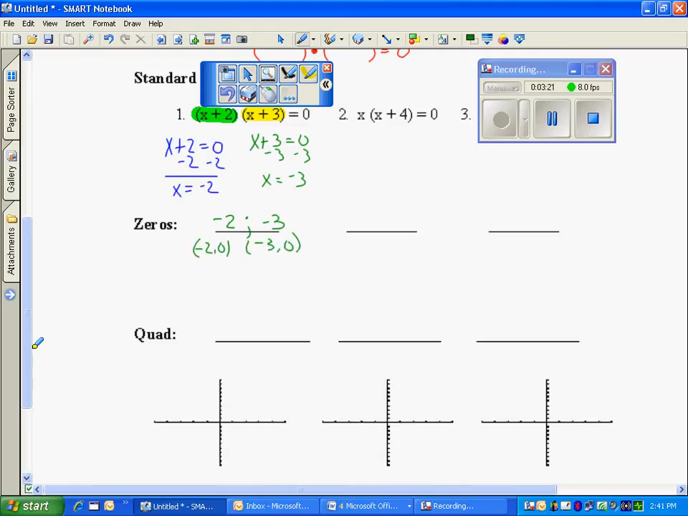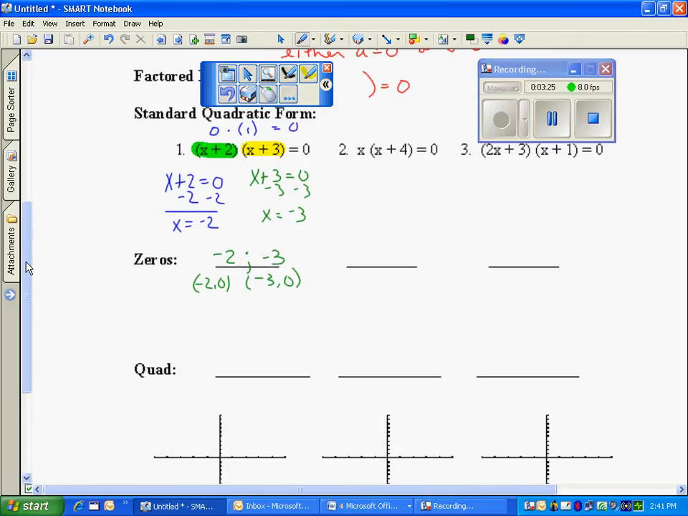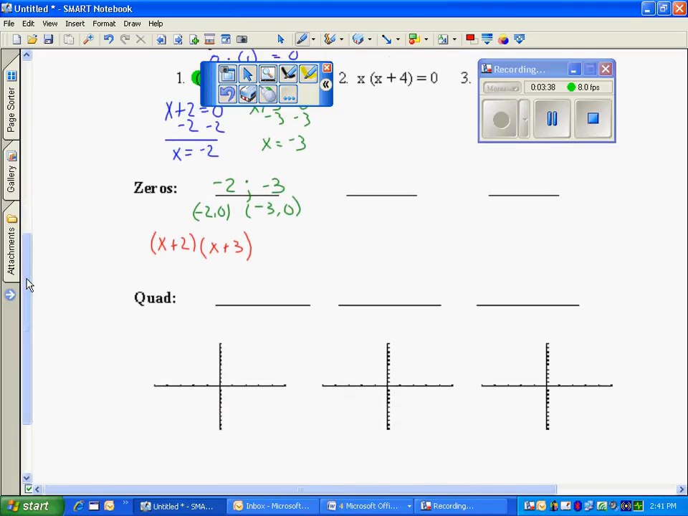Now that I have them, what was the original quadratic? What was the quadratic in standard form? I have it in factored form, which is x plus 2 times x plus 3. And if I want it back into its standard form, I need to multiply. And when we multiply, we're going to do this thing called the distributive property.